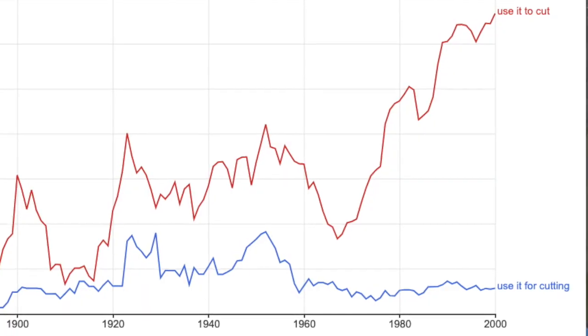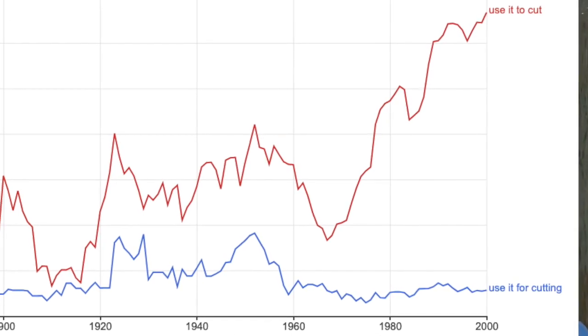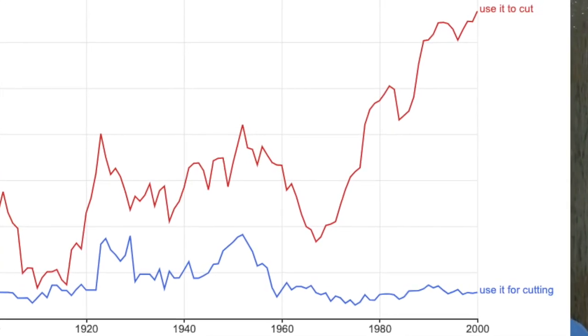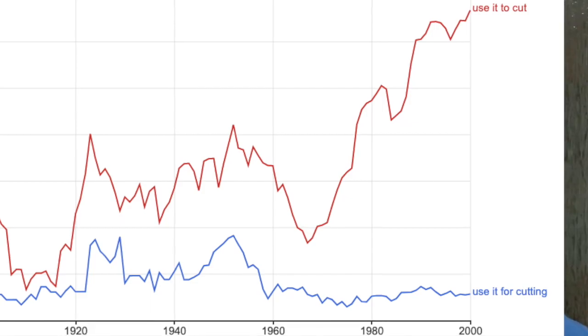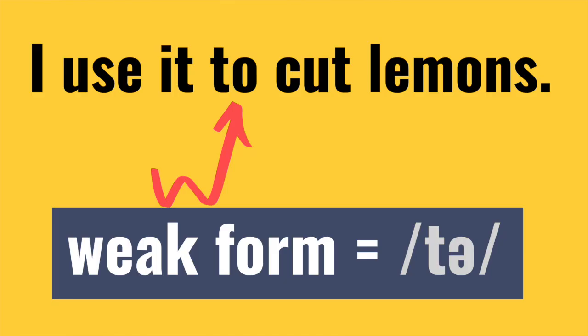Which is more common? Have a look at this graph. I use it to cut lemons is much more common than I use it for cutting lemons. Notice the pronunciation of to is also weak. To. I use it to cut lemons.